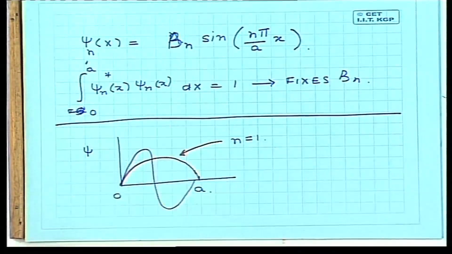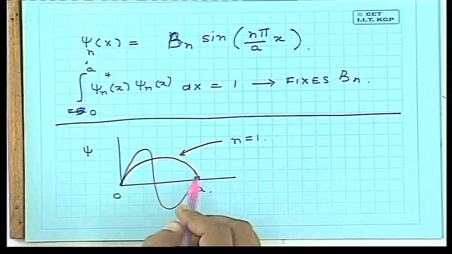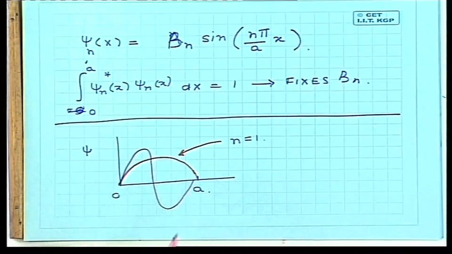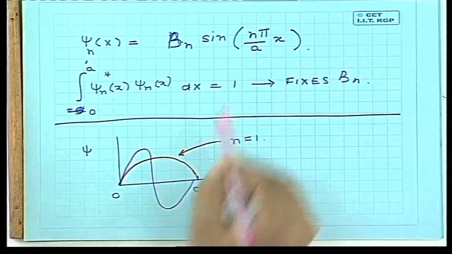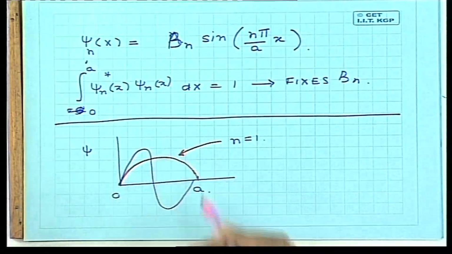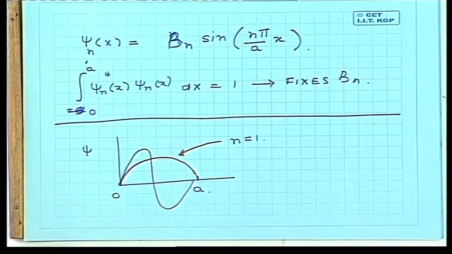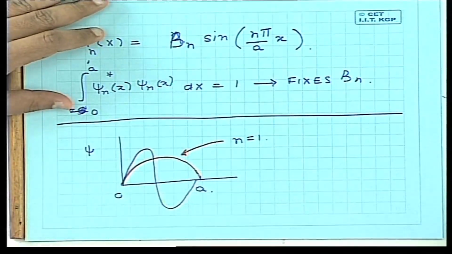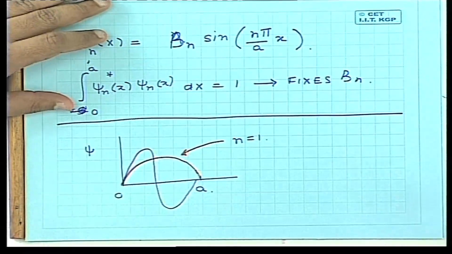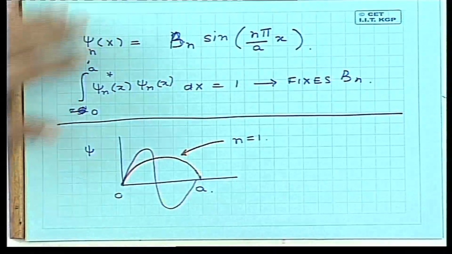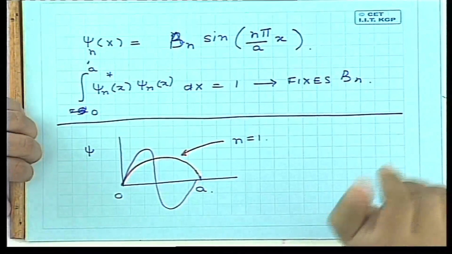N equal to 2 has got one node. The ground state, which corresponds to n equal to 1, has no nodes. It has no intersections with the x-axis. N equal to 2 crosses the x-axis once. N equal to 3 will cross it 2 times, and so forth. So by looking at the wave function, you can directly tell whether it is the ground state, the first excited state, which is n equal to 2, the second excited state, which is n equal to 3, etc. Okay. So the different wave functions can be easily plotted. These are the different wave functions.